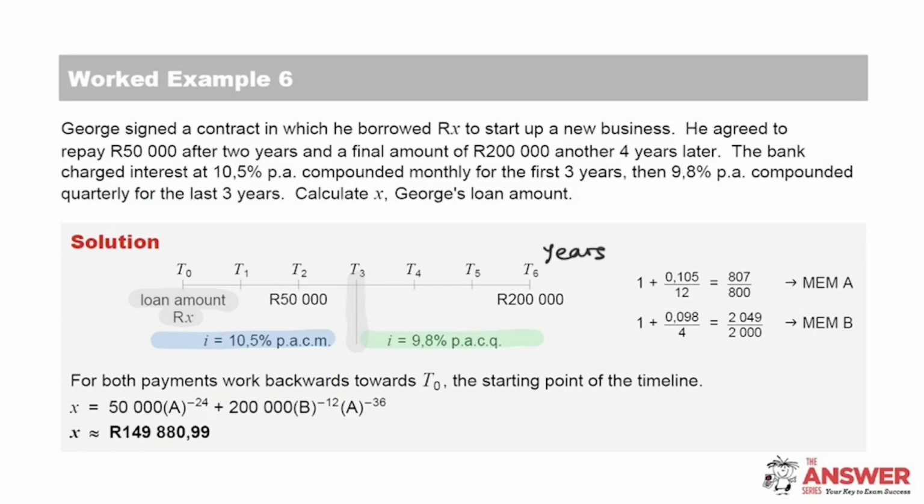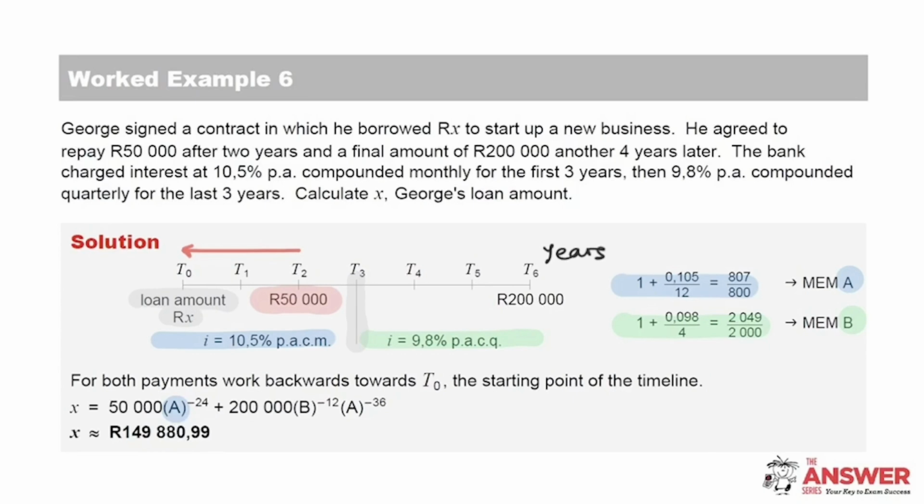Once you've established the interest rates, be efficient by using the memory function on your calculator. Save the increase factor with the 10.5% per annum compounded monthly into A, and the increase factor with the 9.8% per annum compounded quarterly into B. So now we take the 50,000 and compound it back for 2 years. In other words, 24 months, because the interest is calculated monthly during this period.